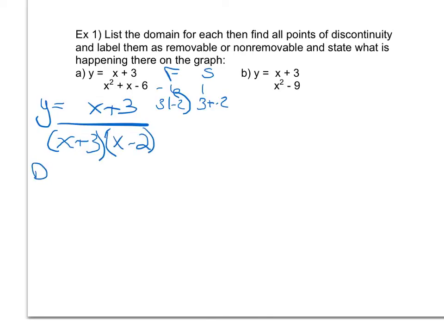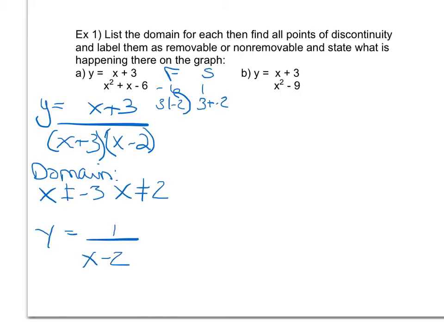So my domain is that x cannot equal -3 and x cannot equal 2. In simplified form, I get y equals 1 over x minus 2. So since the factor of x plus 3, the factor that gave me a restriction of x equals -3, is gone, I'm going to go ahead and say that at x, well, I will do it this way.